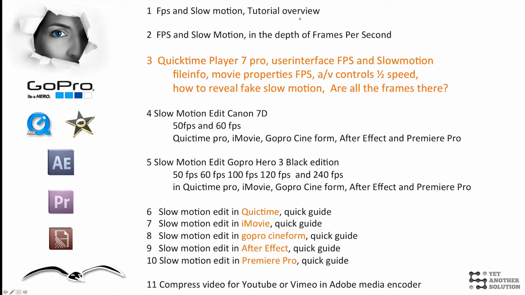We have an introduction, and the previous tutorial was about frames per second. In this tutorial we're going to talk about QuickTime Player Pro and have a look at the user interface there. The QuickTime Player Pro version is really nice. It's not expensive to upgrade to this. You can use it for slowdown, and you can use it for information.